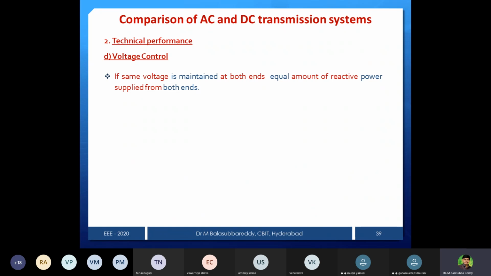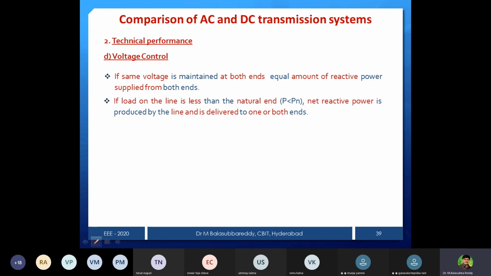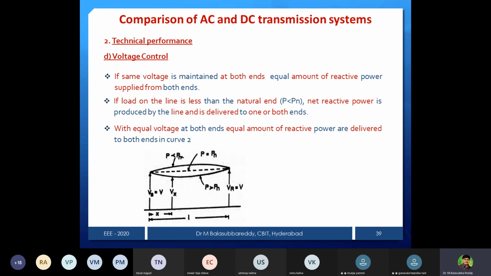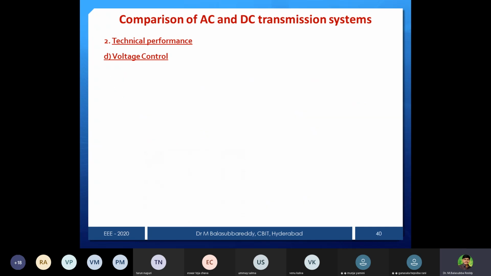And if the same voltage is maintained at both ends, equal amounts of reactive power are supplied at both ends, so that will not be a problem. But if the load on the line, P, is less than the natural load Pn, then net reactive power will be produced by the line and delivered to one or both ends. Now we can see that when P is less than Pn, reactive power is produced by the line, so it is generating. Whereas when P is greater than Pn, it is absorbed. So that is the phenomenon that depends on the curves. You can see the cases less than Pn, greater than Pn, and equal to Pn, that will be fine.